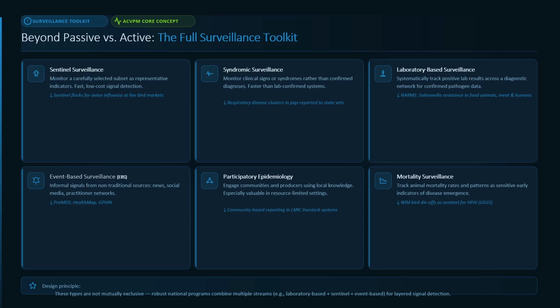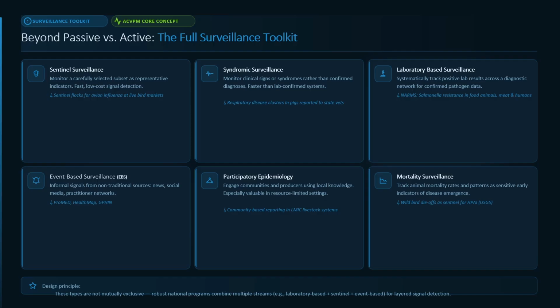Event-based surveillance, or EBS, pulls informal signals from non-traditional sources: news media, social media, and practitioner networks. Platforms like ProMed, HealthMap, and GPHIN scan that chatter for the first whisper of an unusual event anywhere in the world. Participatory epidemiology engages communities and producers directly, drawing on their local knowledge.